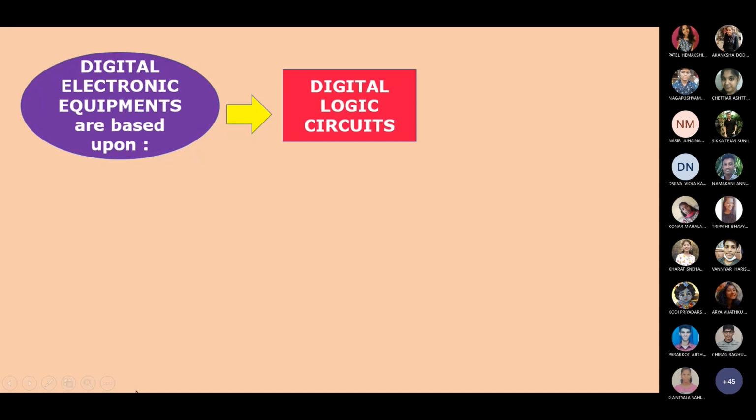What is an electronic device? That is basically your PC, personal computer, laptop, Android phone. These are all digitized circuits, digital electronic devices. They all come under the category of digital logic circuits, because if you open up these circuits, you will find digital logic gates inside.